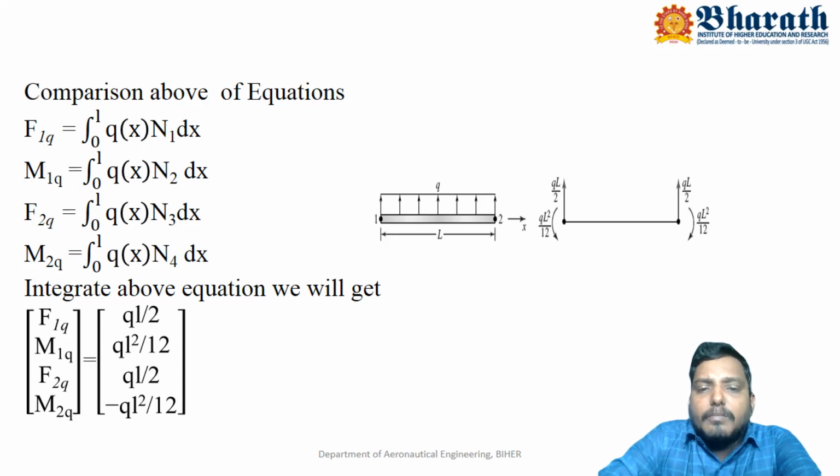Suppose we consider a beam subject to a uniformly varying load, where the intensity is 0 at one end and the other end is subject to a maximum intensity. In this case, Q is a function of x. That means Q of x equals Q times x by L. Therefore, you have to substitute F1Q equal to the integral from 0 to L, where Q of x is a function of x, the uniformly varying intensity load, that means Q times x divided by L.